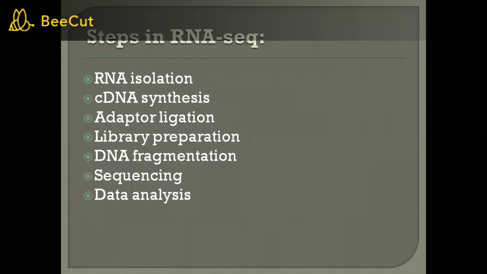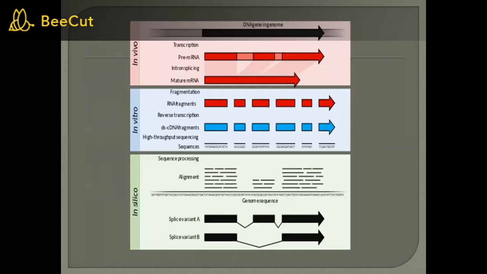The procedure in RNA-seq: first is RNA isolation, second is cDNA synthesis, third step is adapter ligation, fourth step is library preparation. Then afterwards, DNA has to be fragmented. Then it is sequenced and the data has to be analyzed. So this is the workflow of the RNA-seq technique.